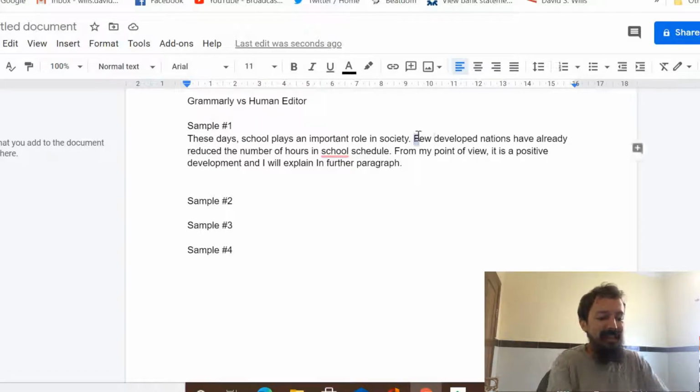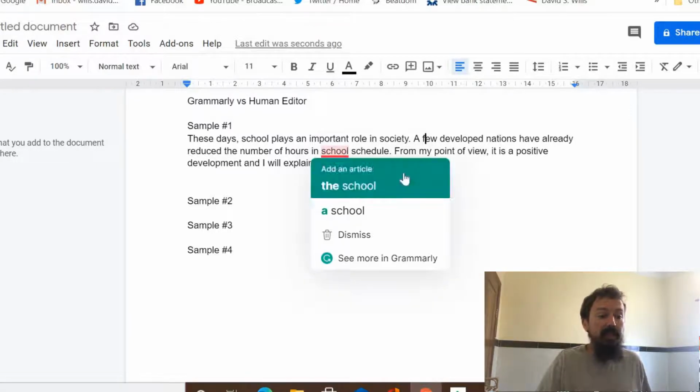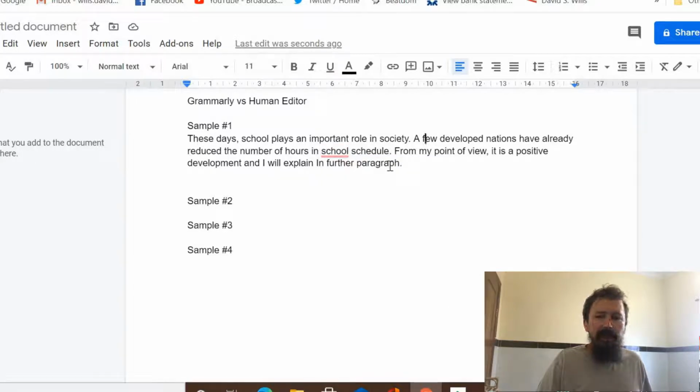In this case, contextually, he certainly meant a few. So a few developed nations have already reduced the number of hours in school schedule. So yes, we would need to say the school schedule, a school schedule. That's unlikely. Another possibility, though, that Grammarly has not suggested here, realistically, you probably meant to put an S on the end of there. So I think school schedules, in this case, we're talking in general. So I think that is better. A few developed nations have already reduced the number of hours in school schedules.